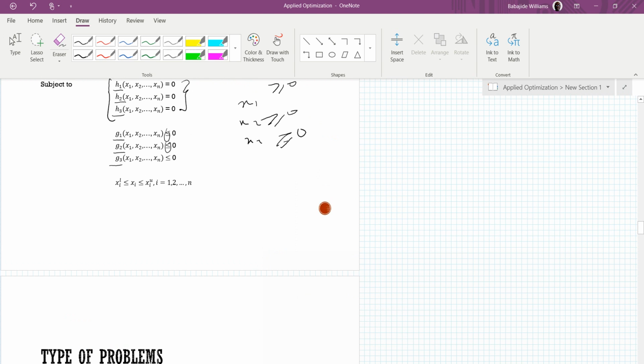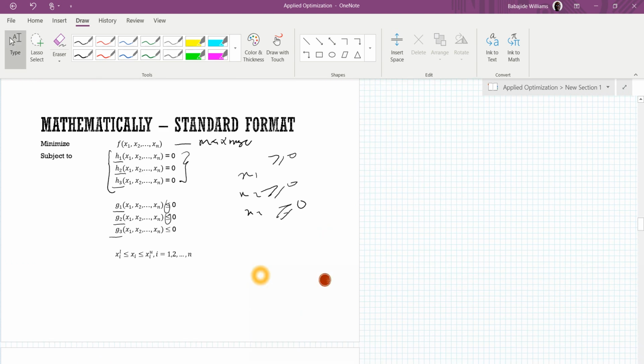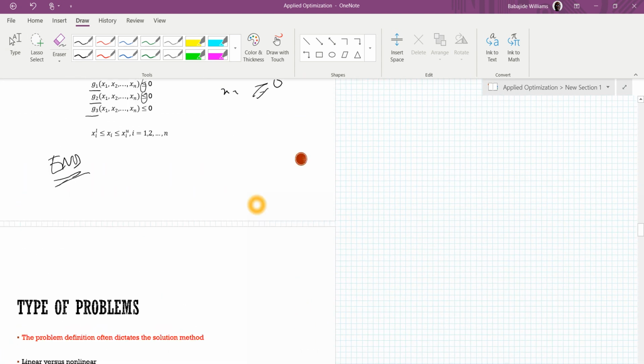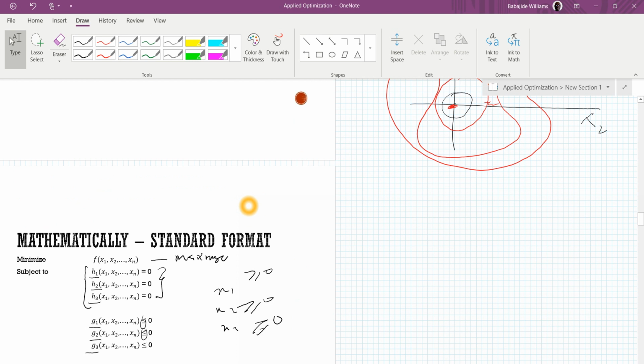Okay, so we will stop here today. We'll end here, and the next time we will look at some examples of how to apply everything we've learned so far.